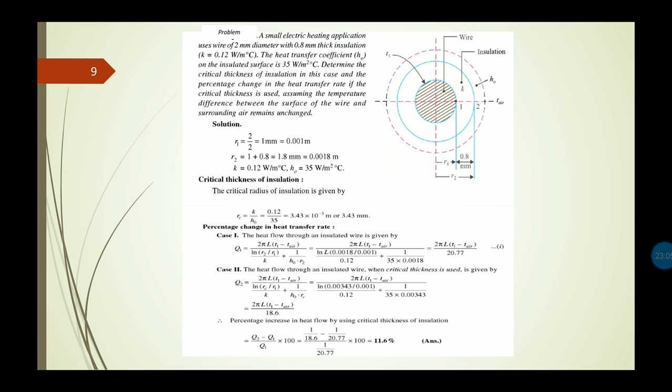Now first we need to determine the critical thickness of insulation. The formula is known to us: RC equals K by H naught, or K by H. The values of K and H are given in the question, so we can easily calculate the critical radius of insulation here for this wire, which we get as 3.43 millimeter.